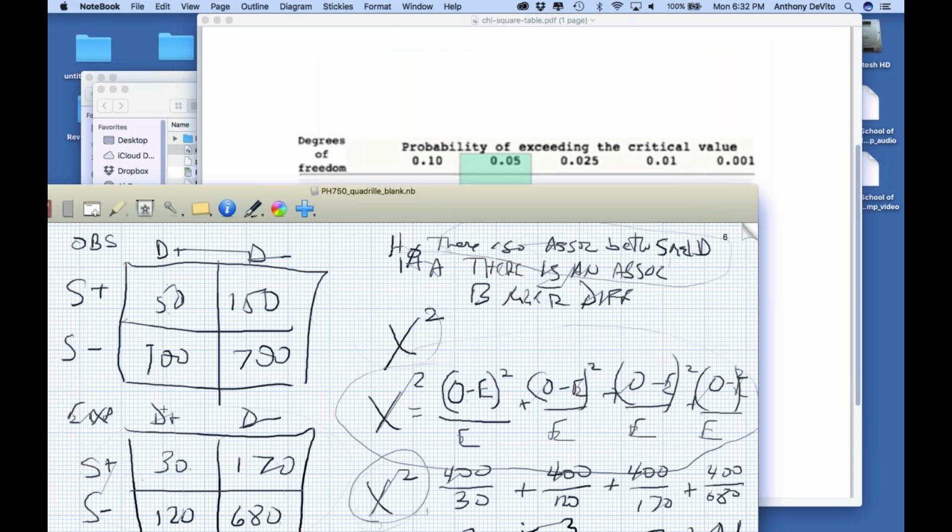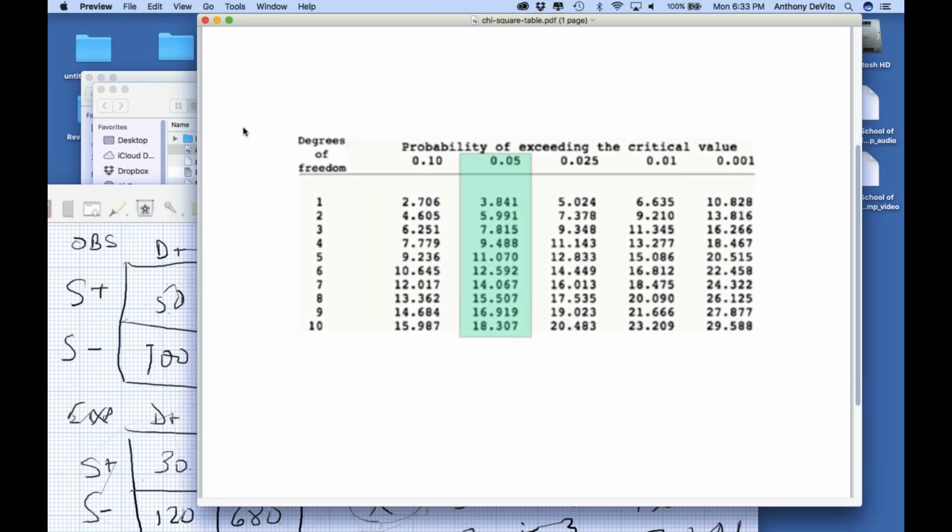The degrees of freedom is equal to the number of rows minus 1 times the number of columns minus 1. So we got 2 rows, so that's 2 minus 1 is 1. We got 2 columns, that's 2 minus 1 is 1. 1 times 1 is 1. So for this particular application, the number of degrees of freedom is 1. So our critical value of chi-square is 3.841. Okay, that's our critical value.